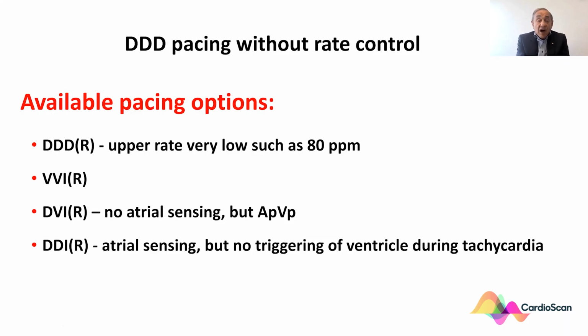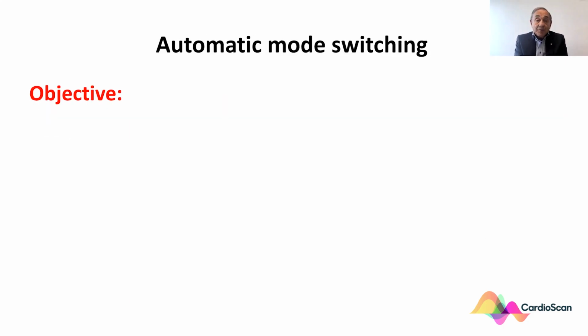We can go to VVI pacing, or we can use dual chamber pacing, DVI, where there's no atrial sensing at all, but only atrial pacing and of course ventricular pacing or sensing. And then DDI, where there is atrial sensing, but no triggering of the ventricle during these tachycardias. And this is still very useful in patients where mode switching, which we're going to talk about, is not particularly helpful.